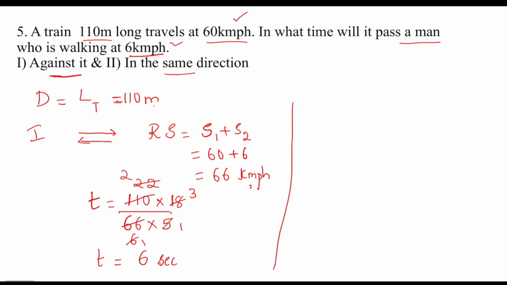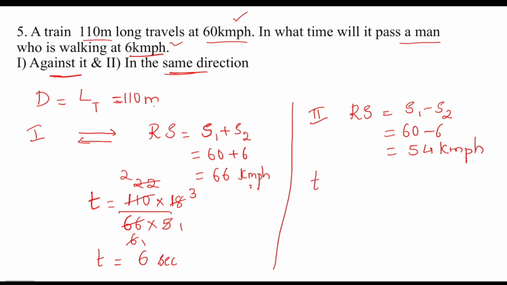Now the second case, when both are moving in the same direction. So when both are moving in the same direction, what will happen? The relative speed gets subtracted, isn't it? So 60 minus 6, which is equal to 54 km per hour.